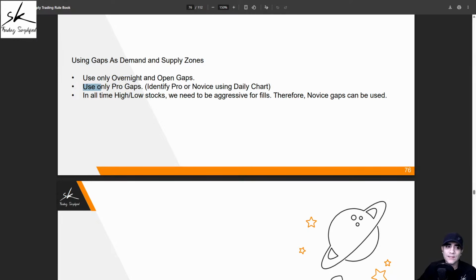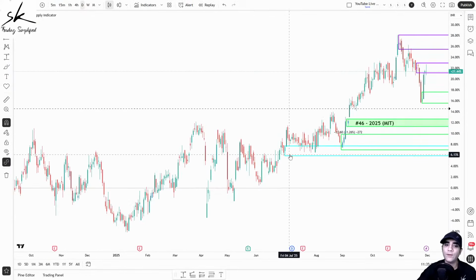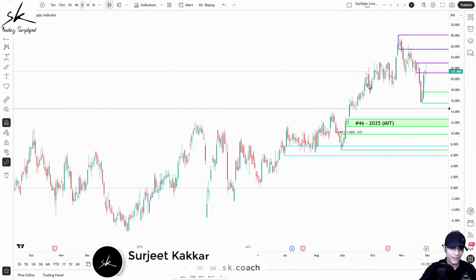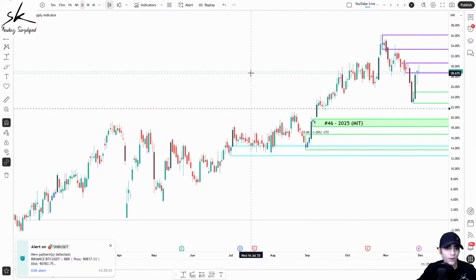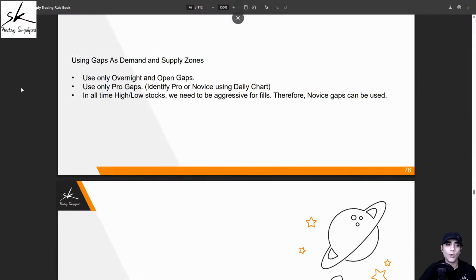Now, the next thing it says is we only use pro gaps, and it has to be identified using the daily chart. So here you can see, if you go by the definition, the dominant direction is that prices have been moving up and then we got a gap up. So technically, this gap will be termed a novice gap. Why? Because this is in the direction of the price, right? Whatever the dominant direction was in the recent past, we have been moving up and then we got a gap up. So if we go with the definition of the gap based on the second rule, which is we only use pro gaps, this zone will get disqualified for us.